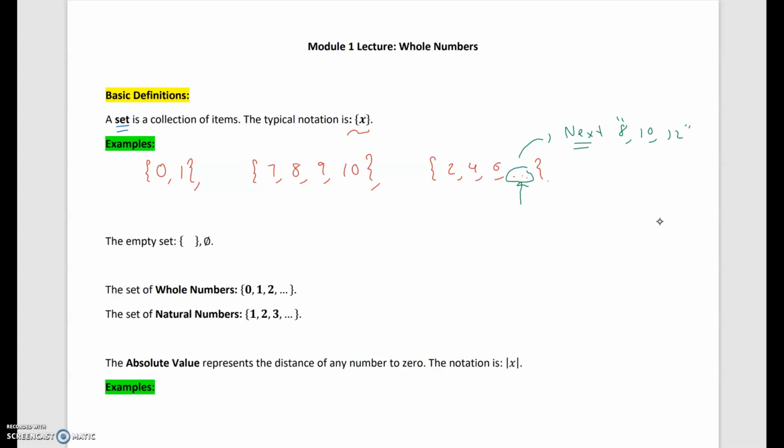You could also have a set that doesn't contain any elements. In this case, this is the empty set, and this is the notation of the empty set. So in this case, no elements.